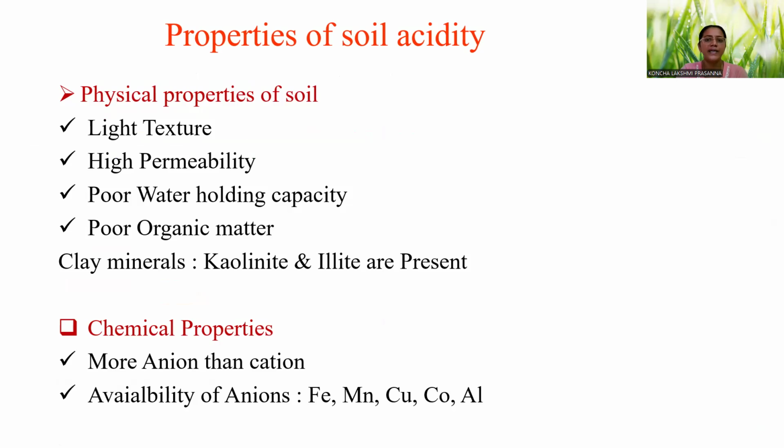So the next slide is regarding soil acidity. The physical properties of soil acidity: it is a light textured soil having high permeability to water, poor water holding capacity, and poor organic matter. The clay minerals like kaolinite and illite are the most dominant in these soils. Chemical properties include more anions than cations. Availability of ions like Fe, Mn, Zn, Cu, cobalt, and aluminium are more dominant in these acid soils.